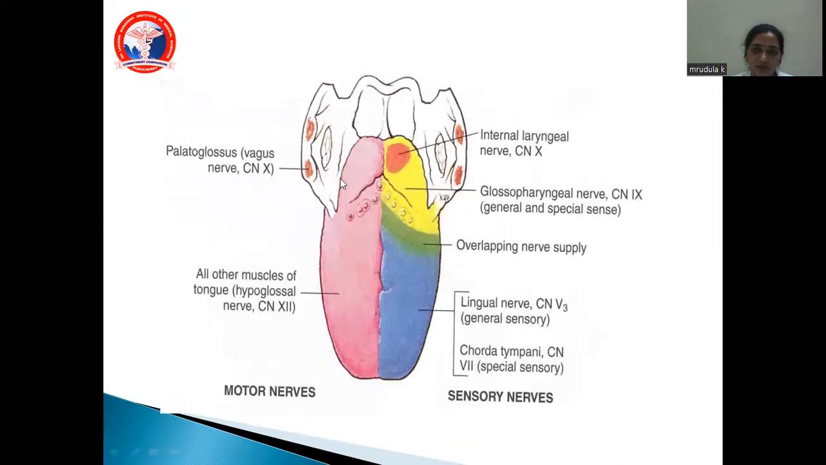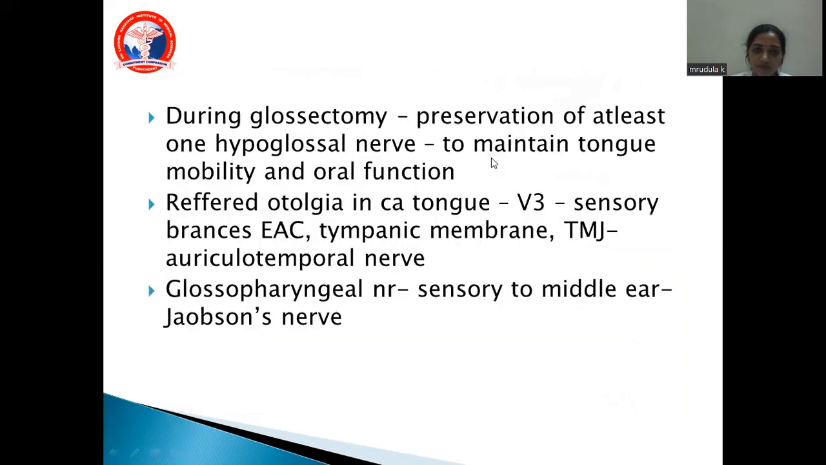Okay, this is a picture which is showing the specified nerve supply. You can see the anterior 2/3 and posterior 1/3. Here it is supplied by the lingual nerve and chorda tympani nerve, and the muscle supply is by hypoglossal nerve. Palatoglossus is supplied by vagus nerve or the pharyngeal plexus, and the special sensations on the posterior 1/3 is by glossopharyngeal nerve, and the pharyngeal part by internal laryngeal nerve.